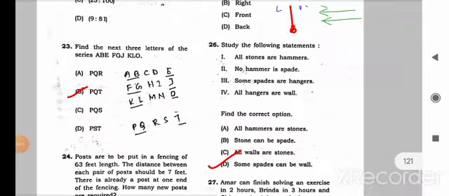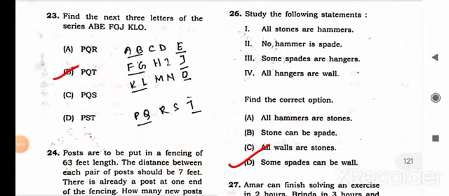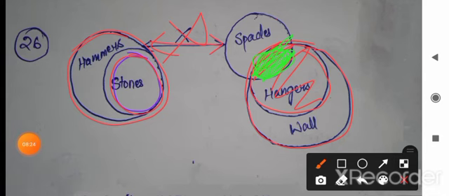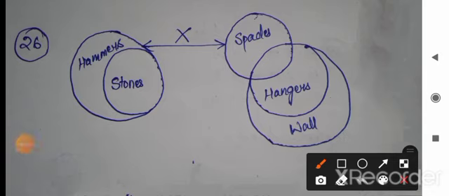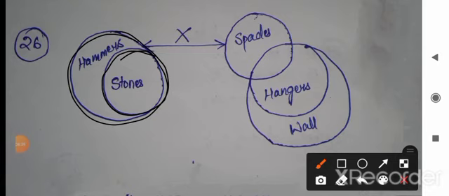Again, this syllogism. Study the following statements: all stones are hammers, no hammer is a spade, some spades are hangers, and all hangers are walls. So read the question. After reading these statements, you can make this kind of Venn diagram. All stones are hammers, so we will put all stones under hammers. No hammer is a spade, so there is no connection between spade and hammer. Some spades are hangers and all hangers are walls.